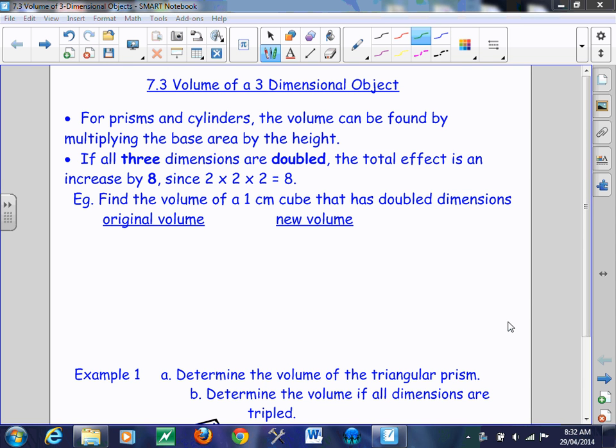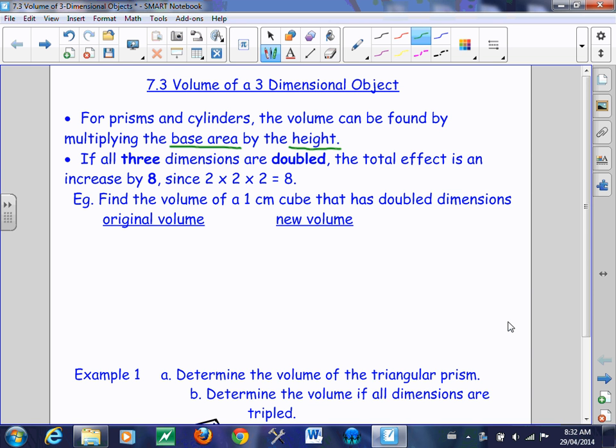Welcome to lesson 7.3, volume of three-dimensional shapes. Just remember that the volume is the amount of space that an object occupies. Okay? For prisms and cylinders, the volume can be found by multiplying the base area by the height. So if you already know the area of the base, just times it by the height.